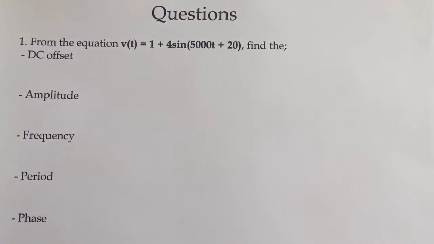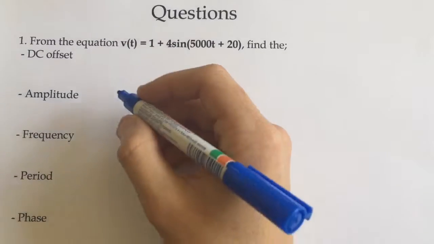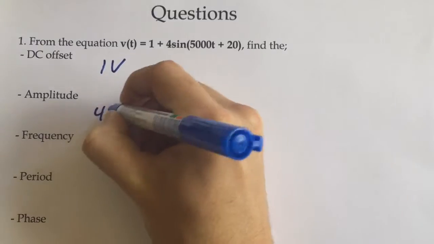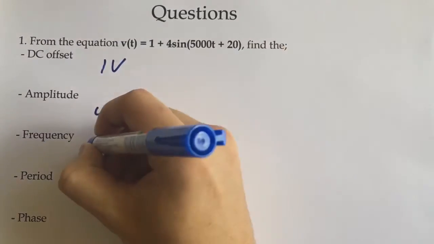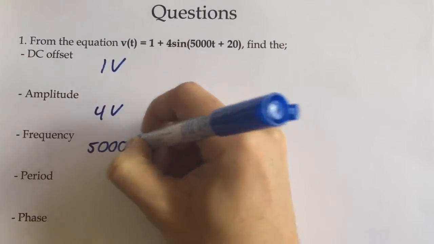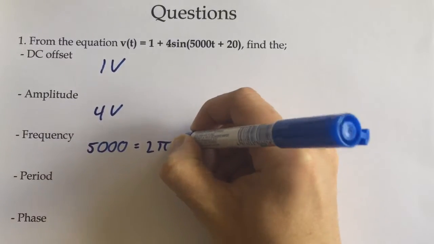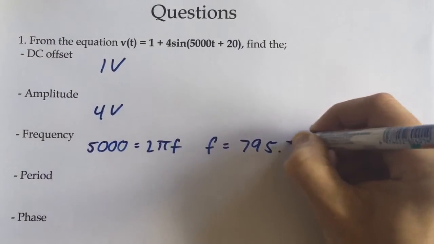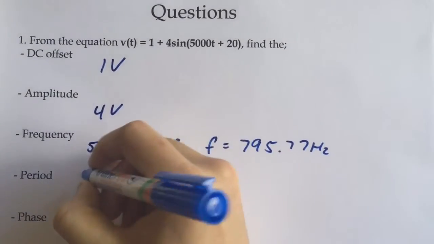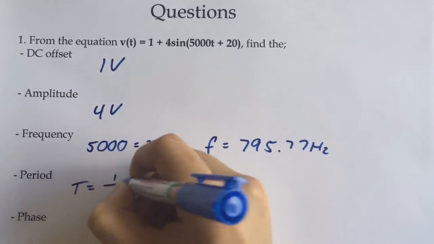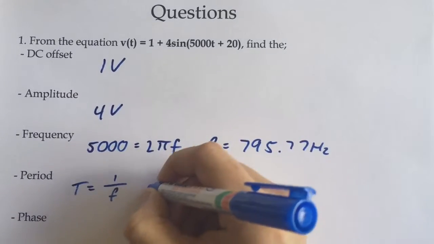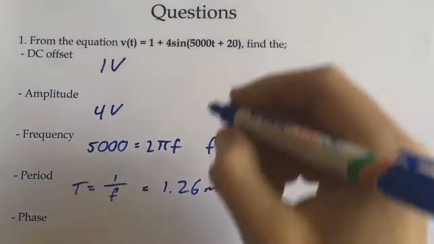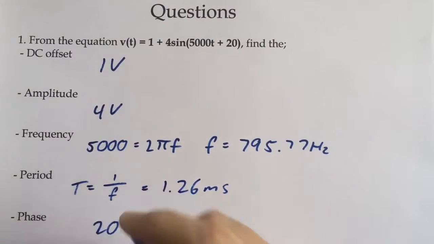Now let's get into some questions. So from this equation, we can find the DC offset being 1 volt, the amplitude there being 4 volts, the frequency being, the angular velocity is equal to 2 pi f. Solving out for f will give us 795.77 hertz. The period, in which T equals 1 over f, plugging the f into there, will give us 1.26 milliseconds, and the phase is simply from the top at 20 degrees.